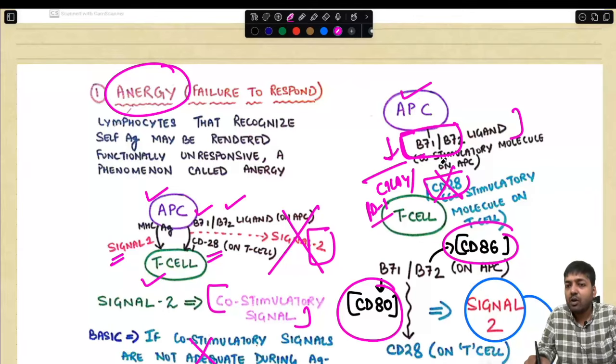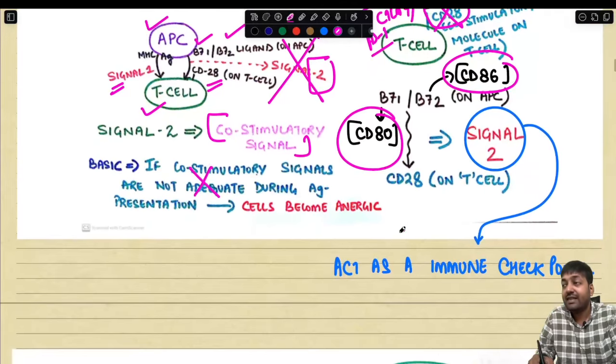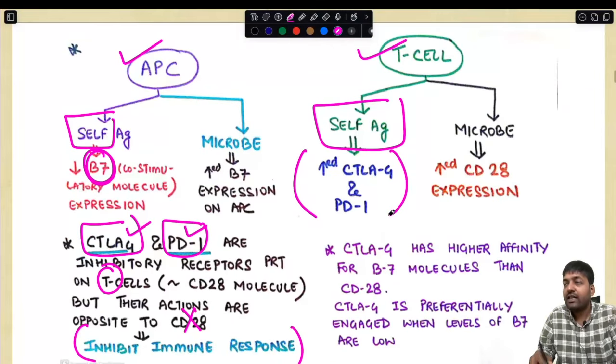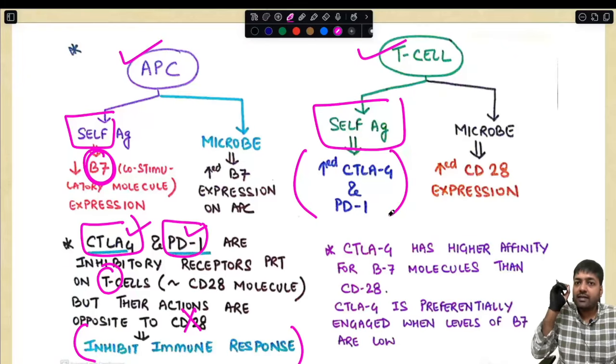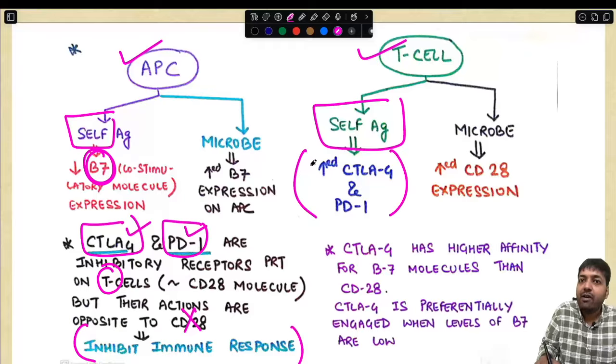Because of this reduced amount of B7 and increased amount of CTLA4, there is T cell inactivation. So there is no immune response. Whenever there is a self antigen, there will be an increased amount of CTLA4 and PD1 on the T cell, leading to reduction in T cell activation. So there will be no response against the self antigen.